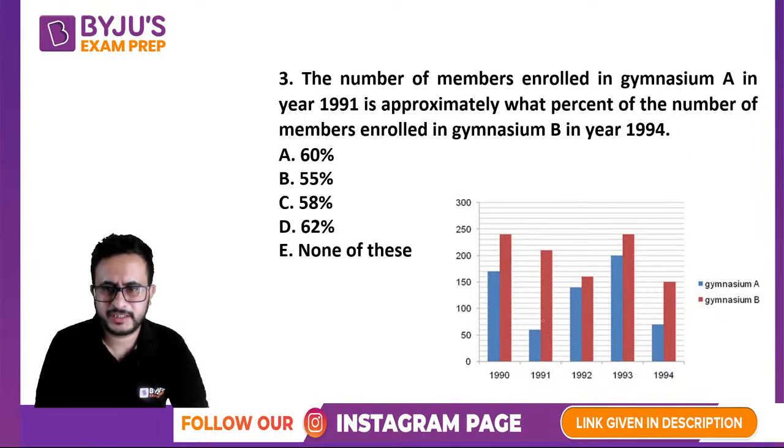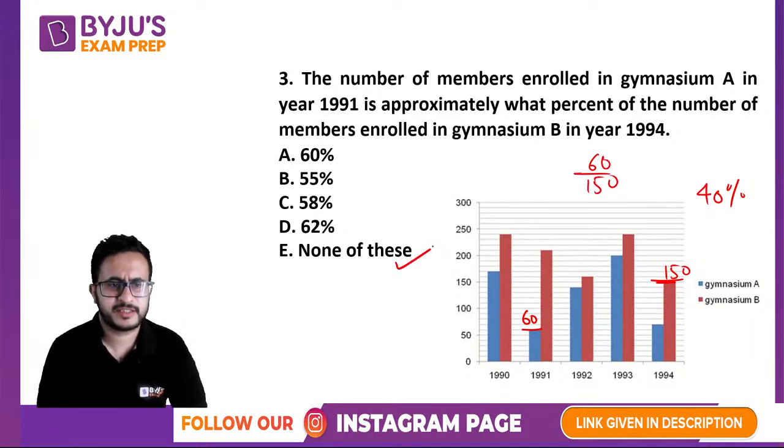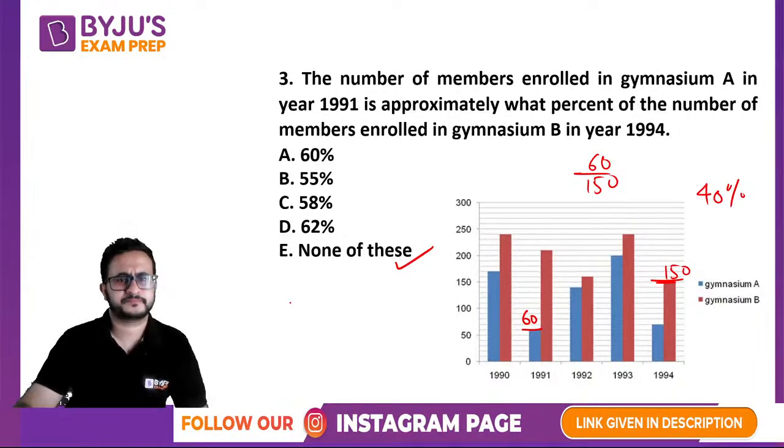Okay, so A in 1991 we can see it is 60. A in 1991 is 60 and it is asking what percentage of B in 1994. B in 1994 was 150. Okay, so that is 40%, 60 out of 150. So the answer is none of these.